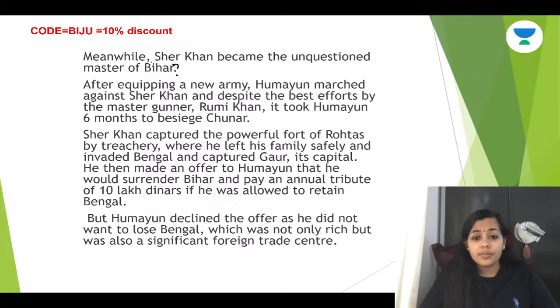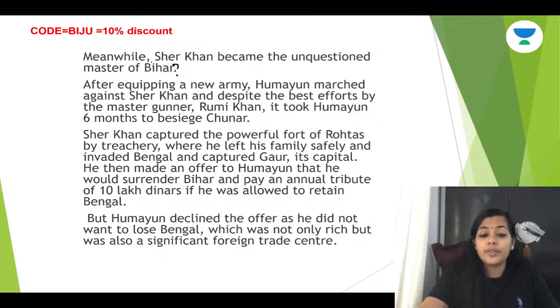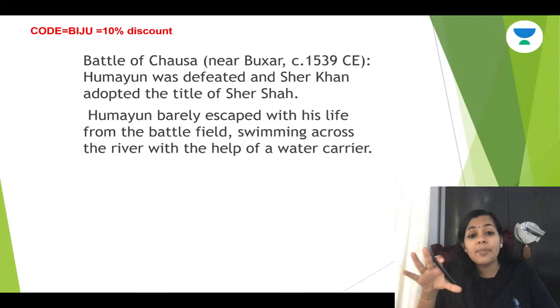But what was the first thing? Humayun did not want to lose this offer, but at the same time he never wanted to lose Bengal. So he thought by himself and said, okay, I don't want to lose Bengal, I'm not ready for it. And this led to the Battle of Chauza, where Sher Khan, later known as Sher Shah, won, and at the end of the battle Humayun lost.